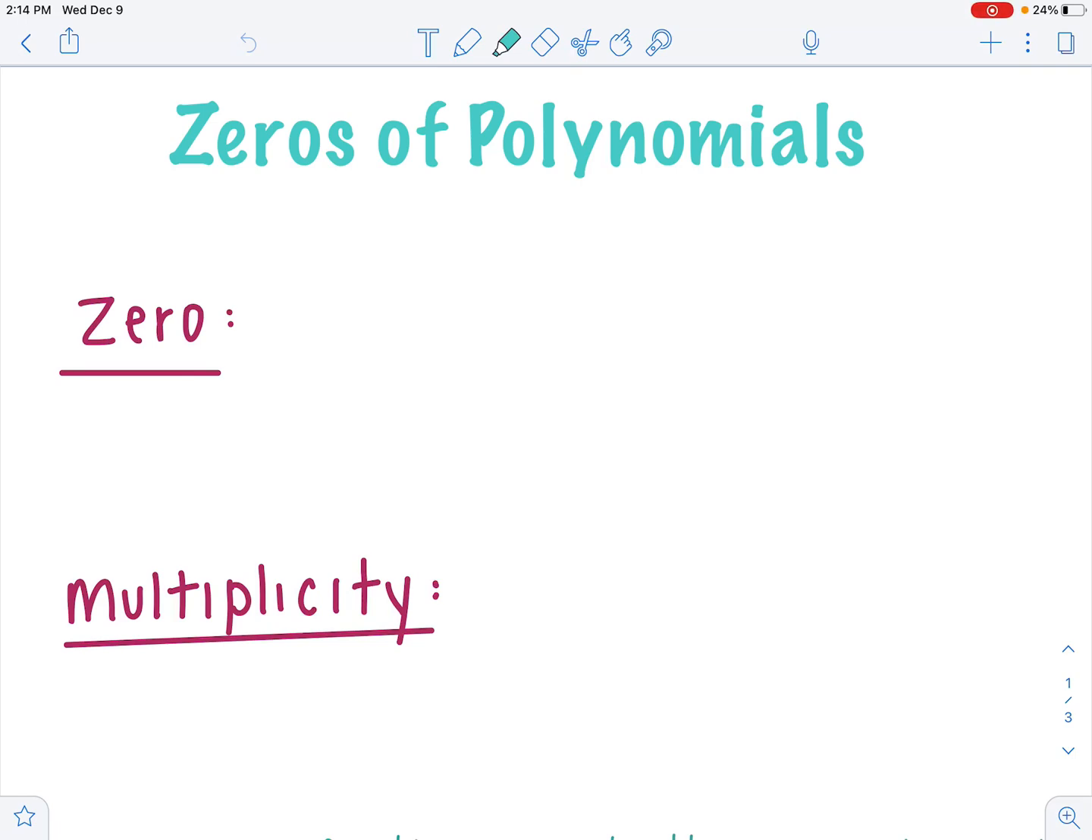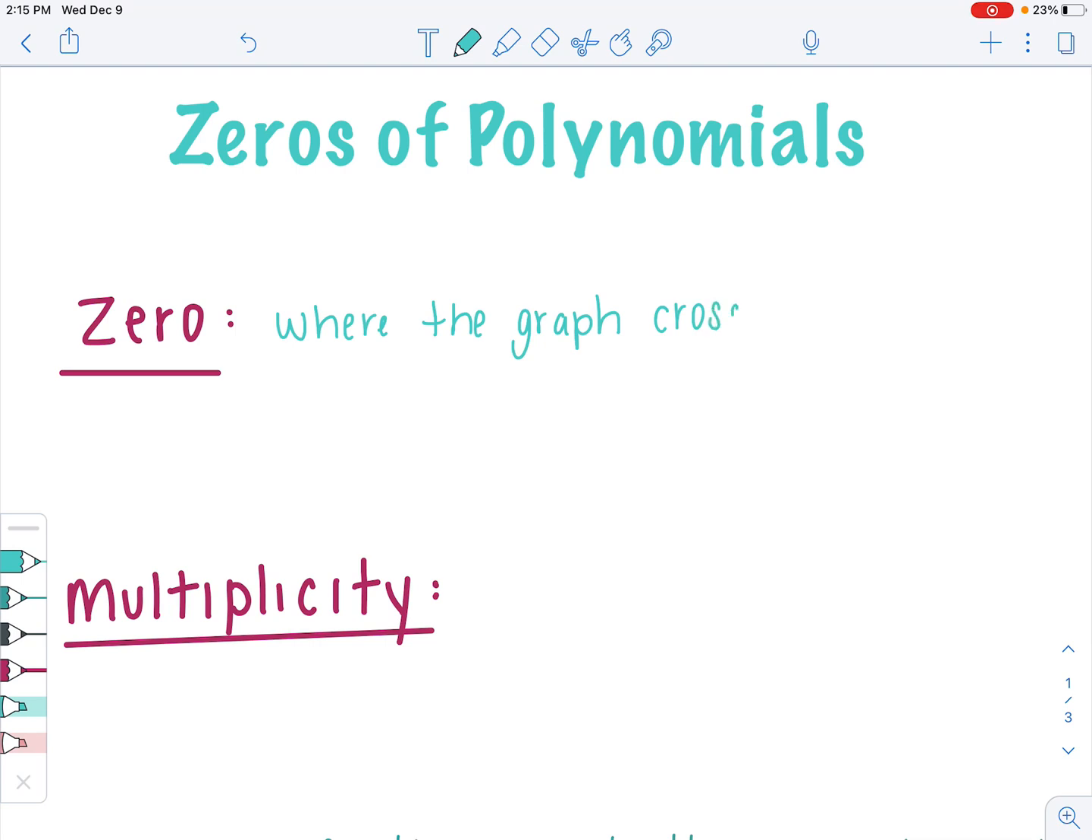Today we're going to look at finding the zeros of a polynomial. And this should be a little familiar to you because we've talked about finding zeros of other functions. We know that the zero is where we cross the x-axis. So we're going to say where the graph crosses or touches. Sometimes it's not going to go all the way through, but it's going to touch the x-axis.